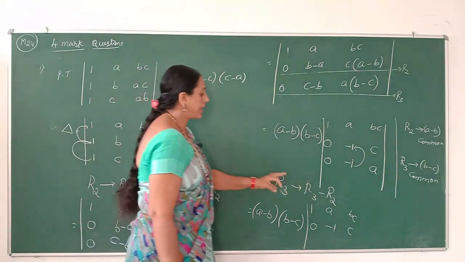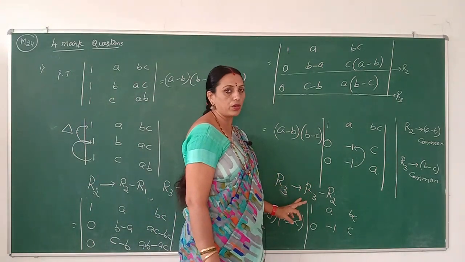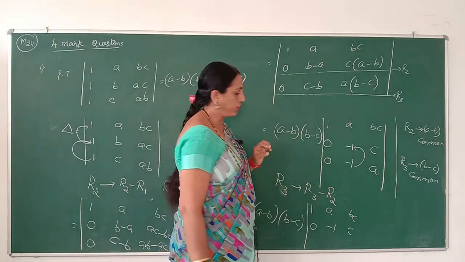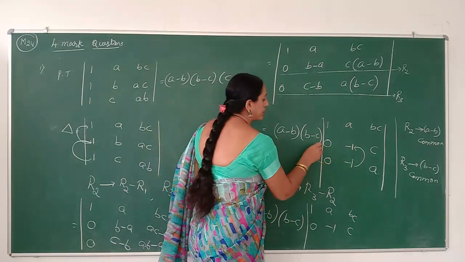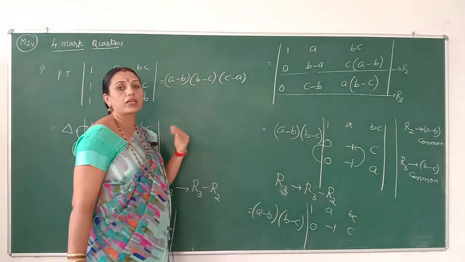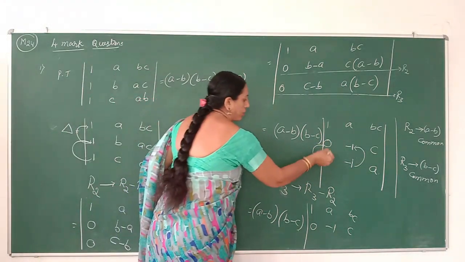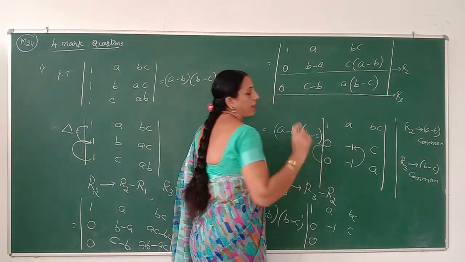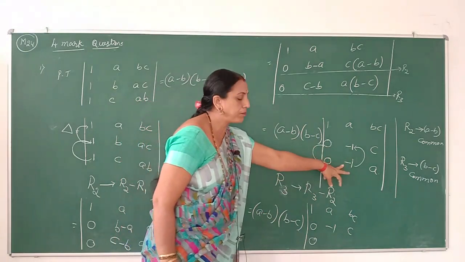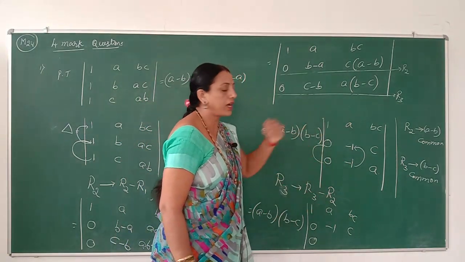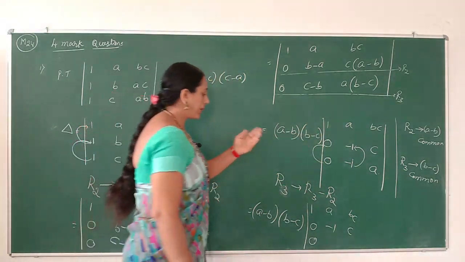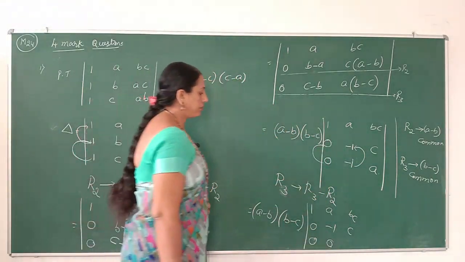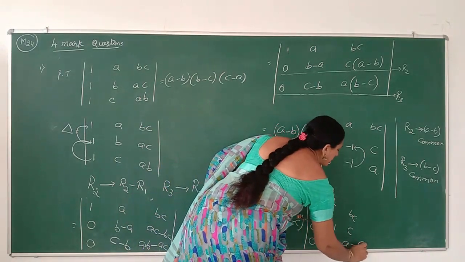But if the elements of the third row are operated on, that operation is r3 minus r2. It means the corresponding elements of r3 and r2 are subtracted from each other. That is 0 minus 0 is 0. Minus 1 minus (half minus 1): r3 is minus 1, minus again r2 is also minus 1, so minus half minus 1 is nothing but 0. And the last element is a minus c.